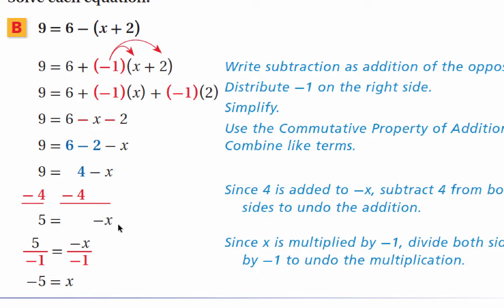And this isn't solved yet because I'm not allowed to have a negative in front of my variable. To have a negative in front of the variable means negative 1 times that variable, so I divide both sides by a negative 1. Negative divided by a negative is a positive, positive divided by a negative is a negative. So the solution here is negative 5.